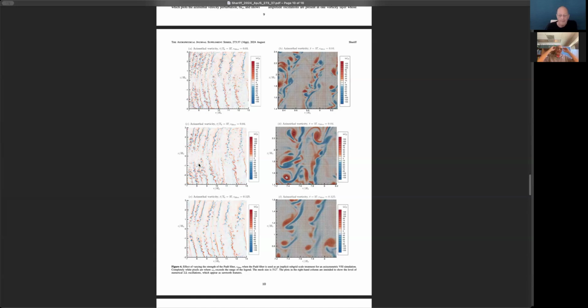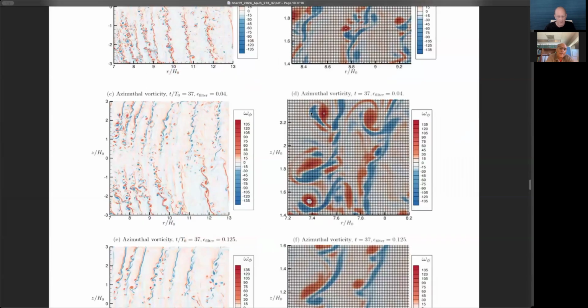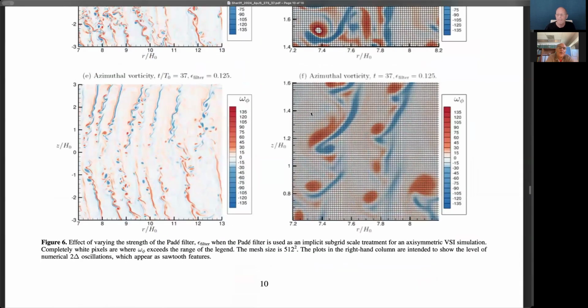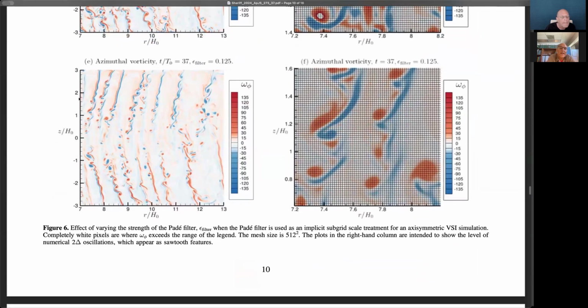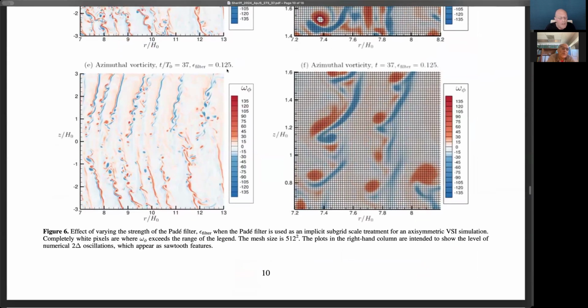So this shows an axisymmetric simulation of this vertical shear instability, and I vary the strength of the filter: 0.01, 0.04, 0.125 as we go. Let's begin at the bottom, which is the strongest value of the filter, 0.125. You see the shear layers, and you see the Kelvin-Helmholtz instability on the shear layers. Now let's go to the middle figure.